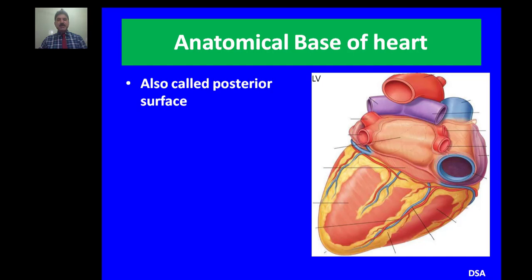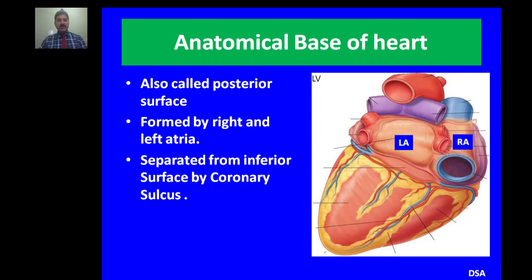Anatomical base of the heart is also called the posterior surface of the heart. It is formed by the right and left atria. It is separated from inferior surface of heart by coronary sulcus containing coronary sinus.